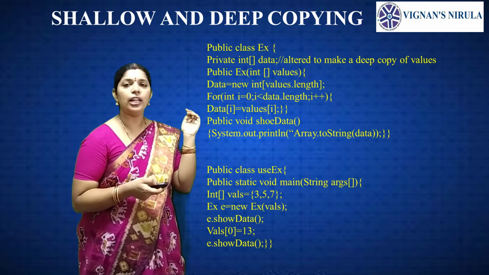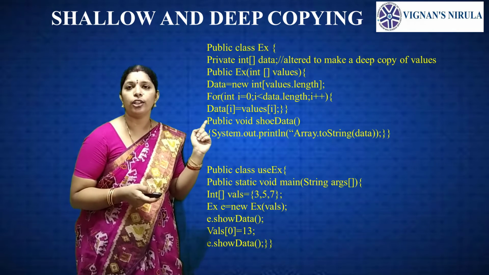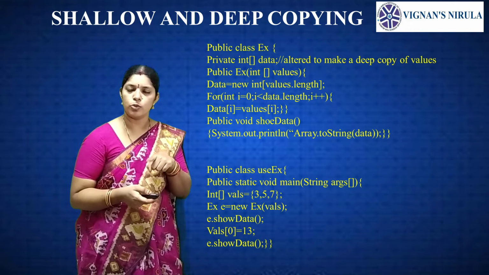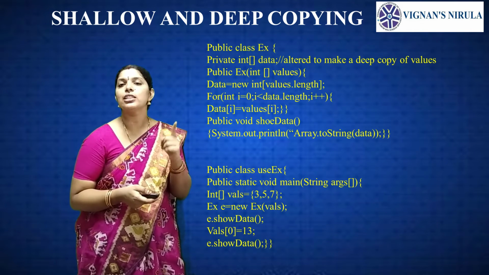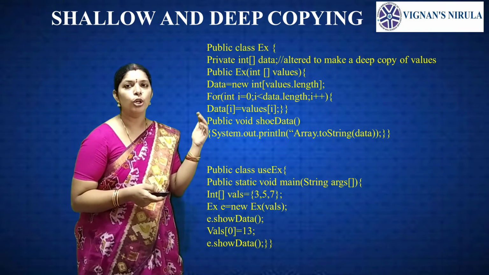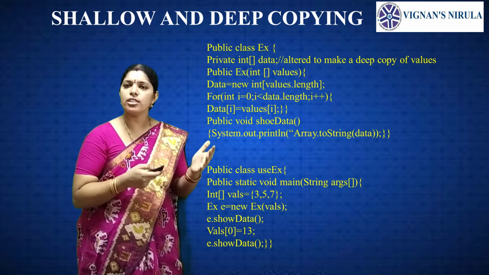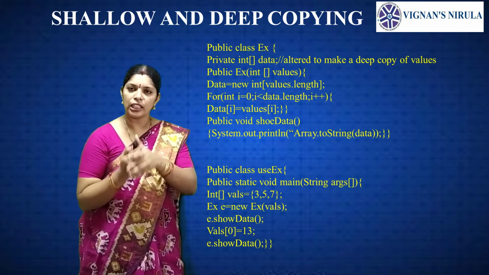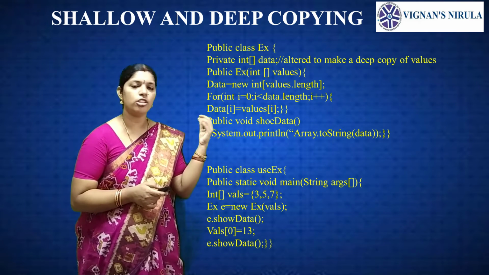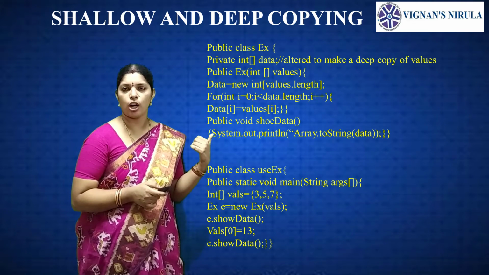Next, I am using the for loop: for int i equals 0, i less than data.length, i plus plus. So here we are going through the multiple values up to the length of the particular data. Next, we are accessing data[i] equals values[i]. After that we are using showData. What is showData? The values we give for the particular class will be displayed by using showData. Here we are using System.out.println, in which we insert Arrays.toString of the data.